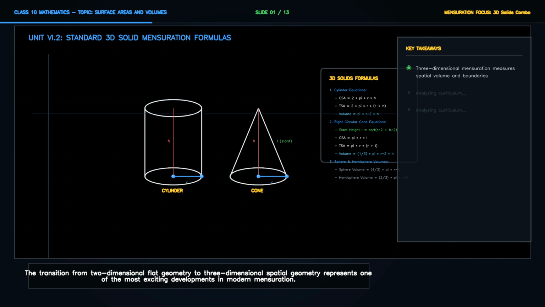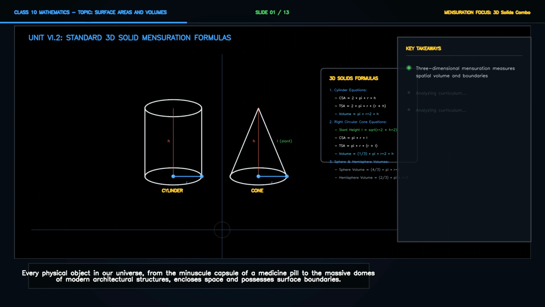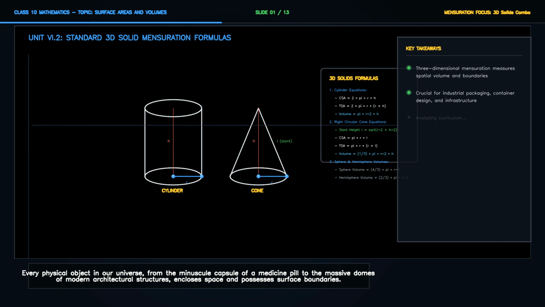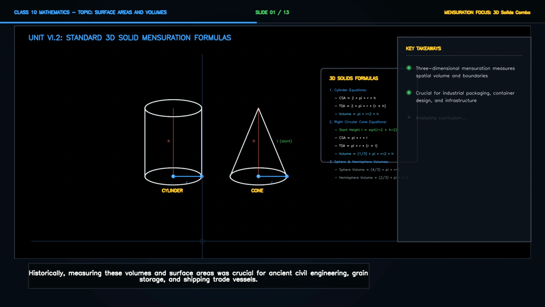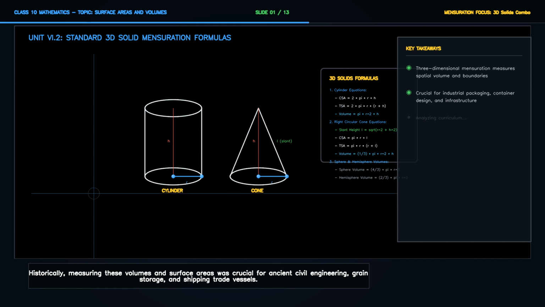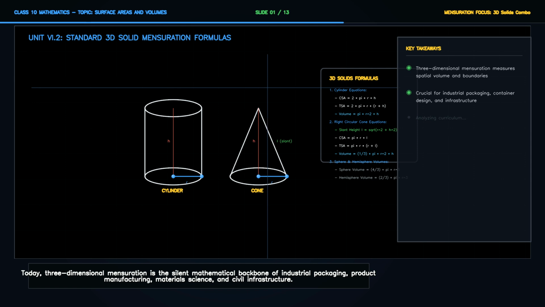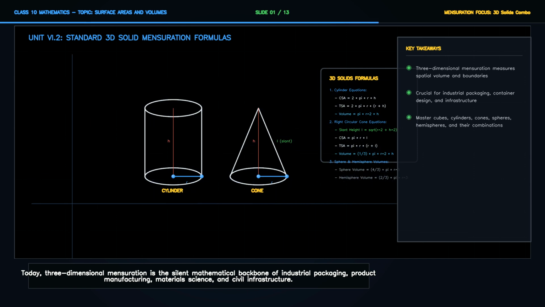Every physical object in our universe, from the minuscule capsule of a medicine pill to the massive domes of modern architectural structures, encloses space and possesses surface boundaries. Historically, measuring these volumes and surface areas was crucial for ancient civil engineering, grain storage, and shipping trade vessels. Today, three-dimensional mensuration is the silent mathematical backbone of industrial packaging, product manufacturing, materials science, and civil infrastructure.